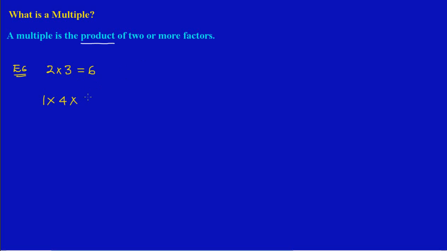Now also I can say 1 times 4 times 5, and that would be equal to 20. So the product of these three numbers is 20. Now 1 is also a factor of 20, 4 is also a factor of 20, and 5 is also a factor of 20. So when we multiply factors, the product or the result that we get is called a multiple of those factors.